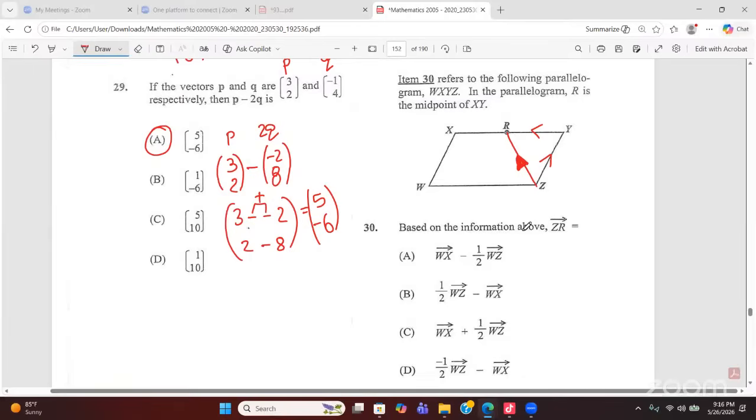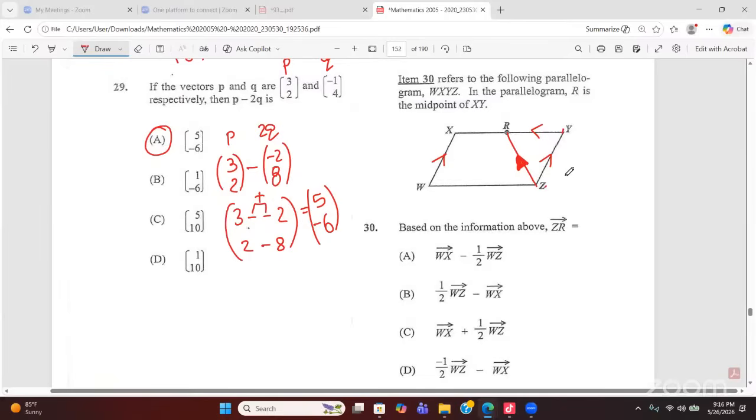You have to make sure that you're matching, because they didn't give you any labels, but you're looking at the side lengths and how they're walking with the arrow, all right? So as you can see here, we're going to go W. WX is the same as ZY. Okay, so you're going to go that distance.